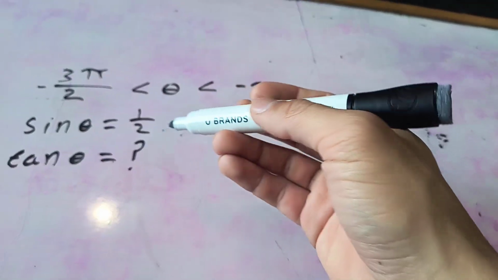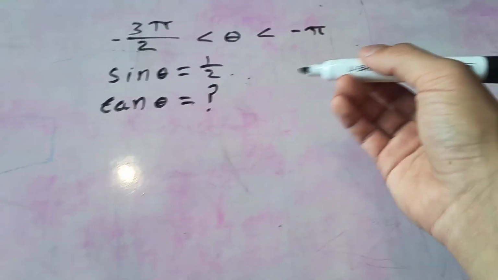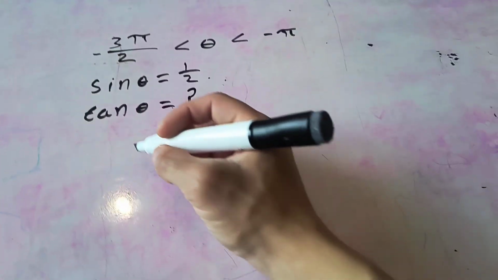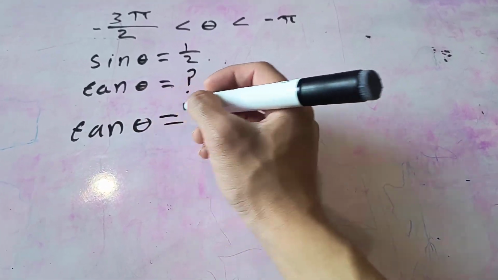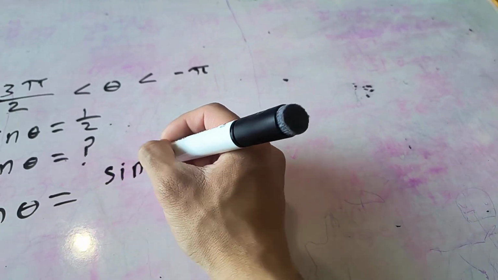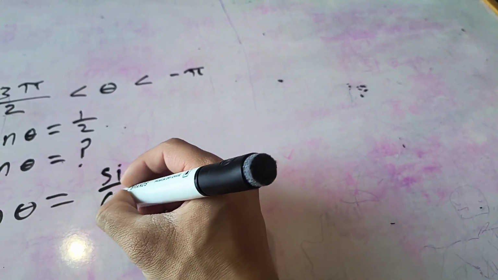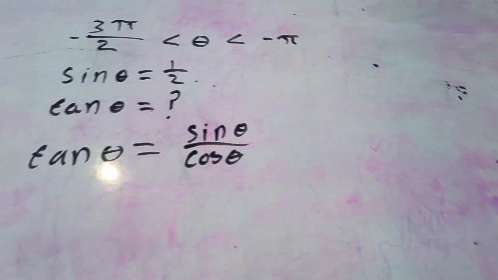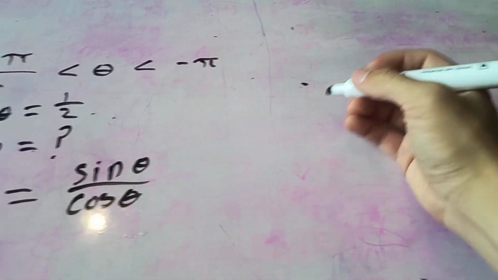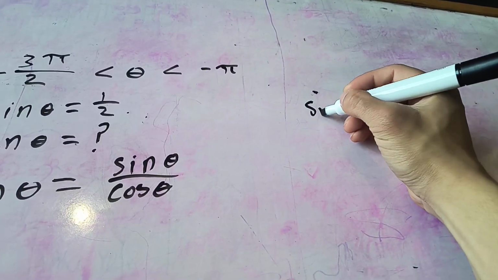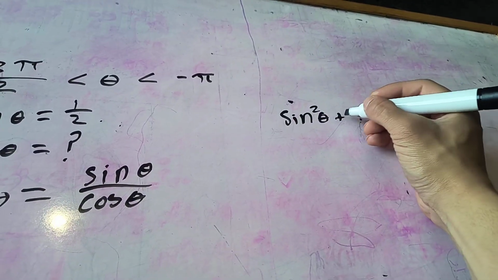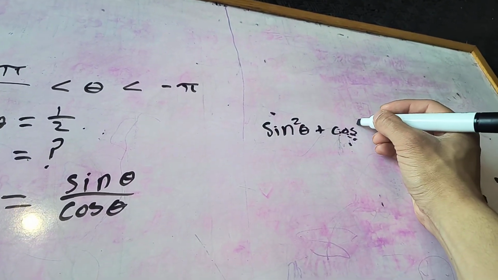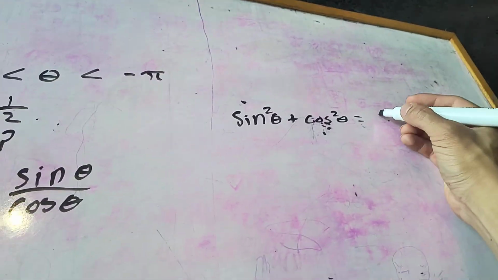To find tangent of theta, we need to find cosine of theta, because tangent of theta is equal to sine of theta over cosine of theta. So we need to find cosine. To find cosine, we can use the Pythagorean identity, which says sine of theta squared plus cosine of theta squared is equal to 1.